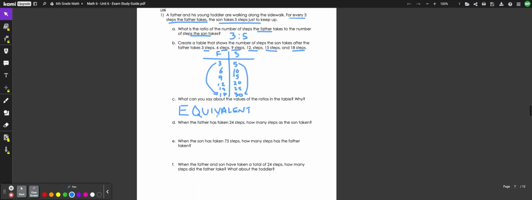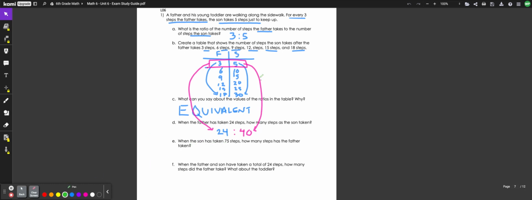When the father takes 24 steps, how many steps will the son have taken? Well, we know the initial ratio is 3 to 5. So if we want to go from 3 to 24, we're multiplying by 8. So we'd have to do the same thing for the son. If we multiply by 8, 5 times 8 gives us 40. The son would take 40 steps.